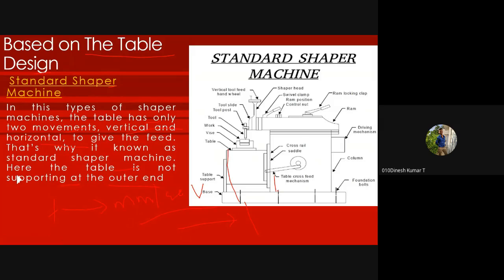Next is the universal shaper machine. The table can have movements such that it can be vertical, tilted and swiveled. This gives more flexibility at different times of operation and is given the name universal. This type of shaper is commonly used in tool room work.